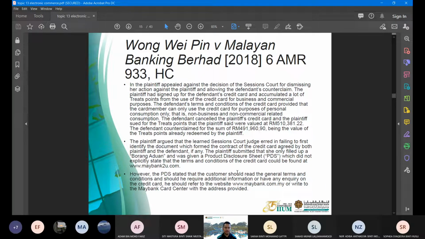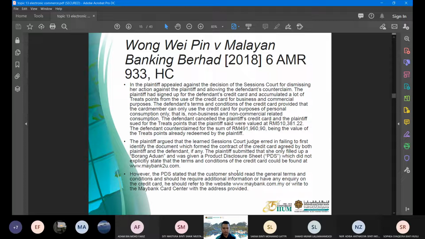There are several cases which have illustrated this particular point. Wong Wei Pin and Malayan Banking. This was actually between a consumer and the bank. Maybank has this credit card subscription. The plaintiff took up the subscription on a personal account, for personal use, not for business use.